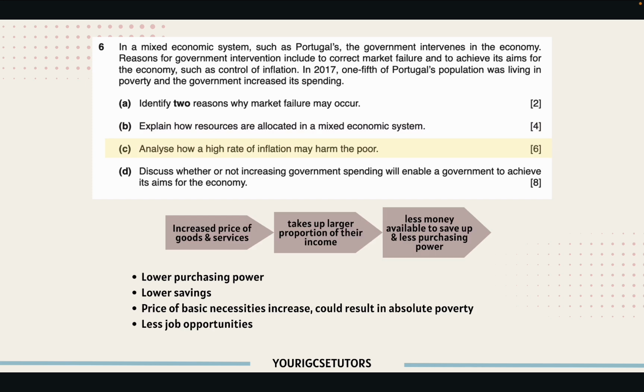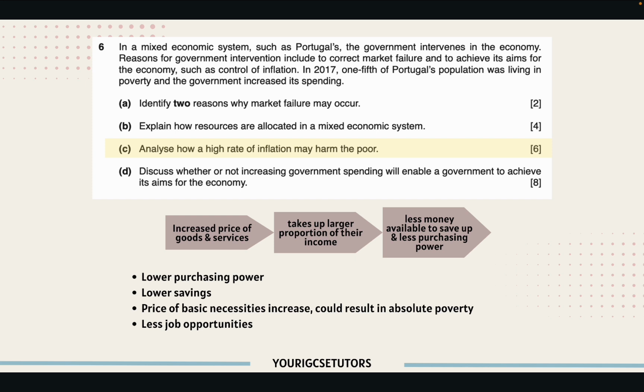So yeah. Okay, part C. Analyze how a high rate of inflation may harm the poor. So a high inflation rate would increase the price of goods and services, especially of basic necessities, so it may lead to absolute poverty. And because general prices are higher, purchasing the same goods would take up a larger portion of the poor's income, which makes less money available for the poor to save.